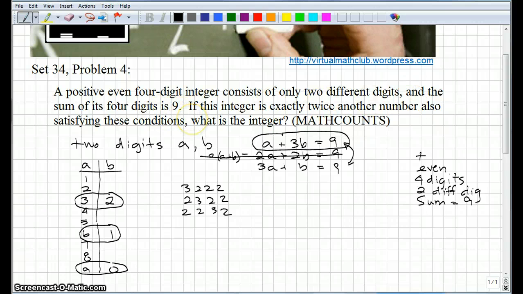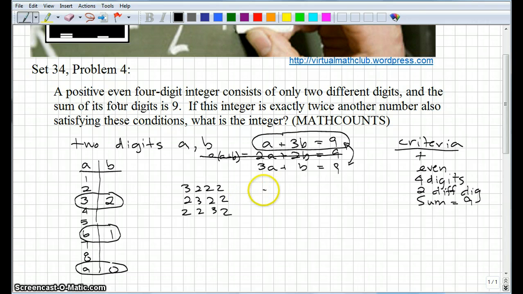9. So we're looking for a number that satisfies that criteria, where half of it also satisfies that criteria, right? Because it's twice another number that satisfies all these criteria. Okay, so these are the criteria. Alright. Okay, so let's take a look at these 3. Now, all of these meet the criteria that they're positive, they're even, they're 4 digits, they're using 2 different digits, and the sum is 9. So let's look at half of each one of these and see if they also meet the criteria.